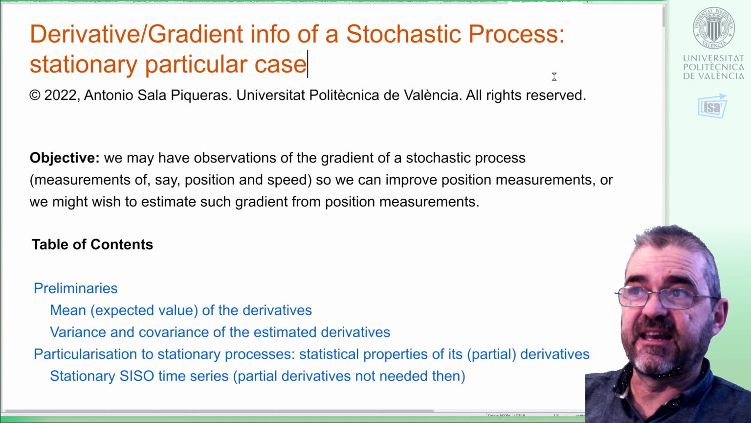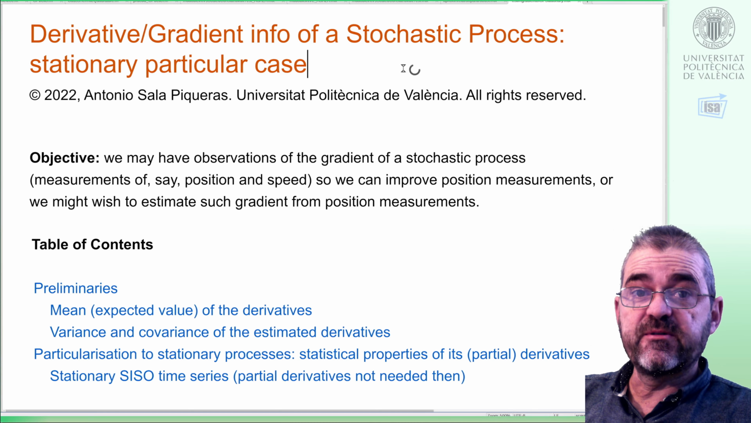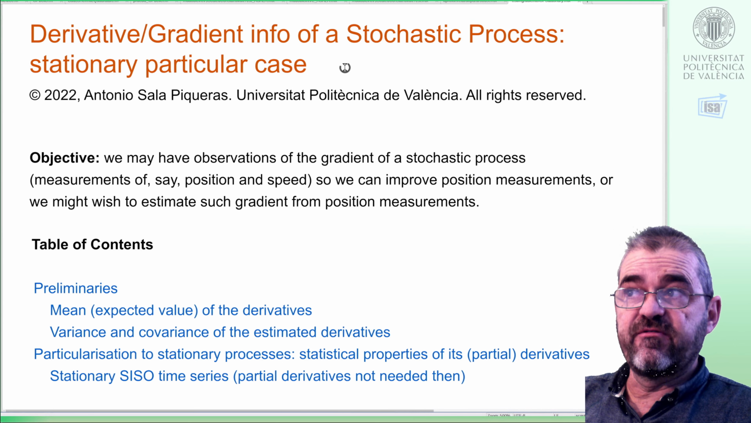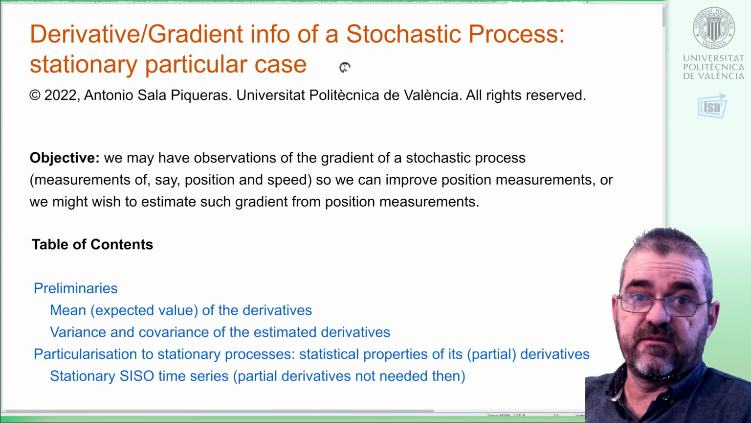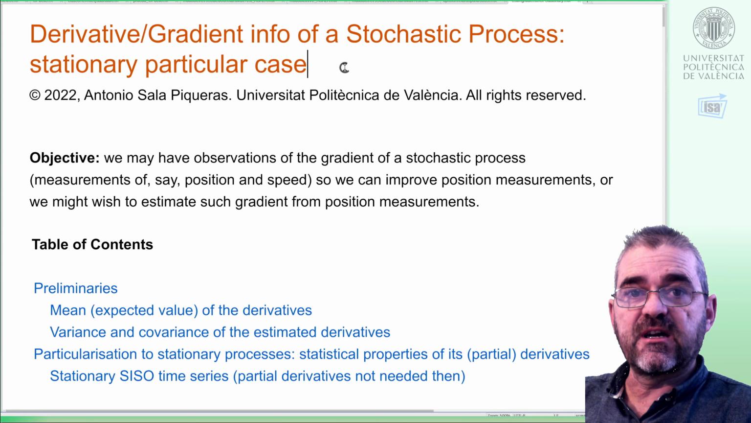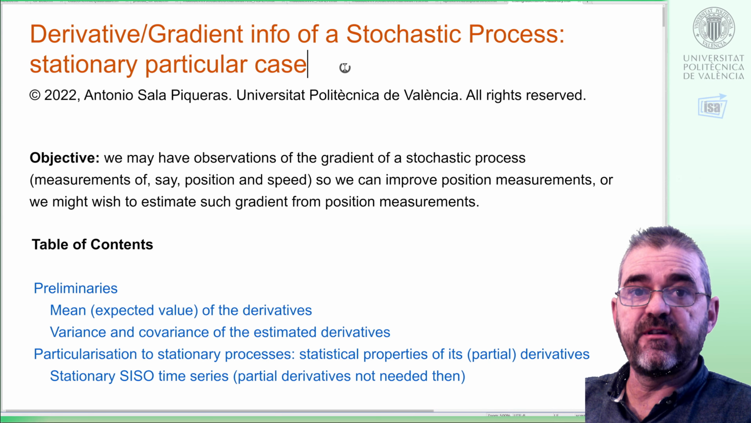Hi, I'm Antonio Sala. In this video, we are going to discuss how to obtain the statistical description, mean, variance, covariance with several things, of the partial derivatives, the gradient, let's say, of a stochastic process. We discussed the generic non-stationary case in another video. We'll briefly review it here, and we'll concentrate here in the stationary case.